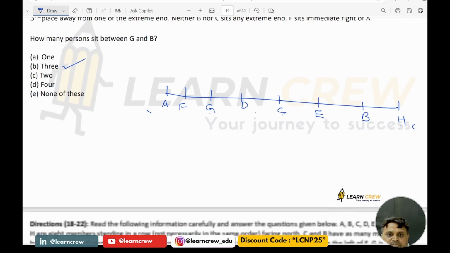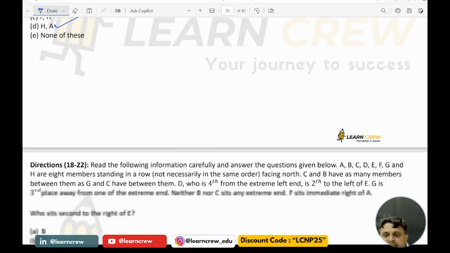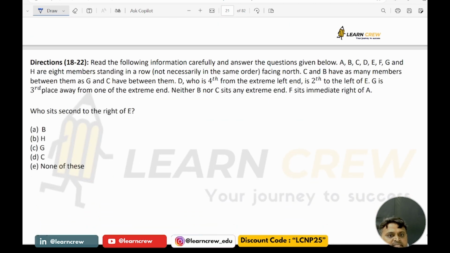Next, 19th question. Who among the following persons sit at the extreme ends? Just now we have done AH. Next, who sits second to the right of E? Second to the right of E is extreme H. Extreme end, that is H.